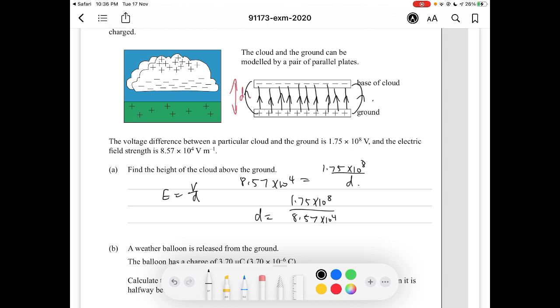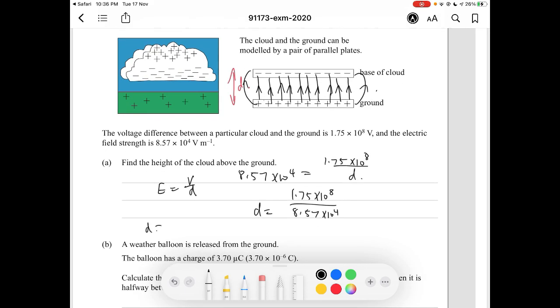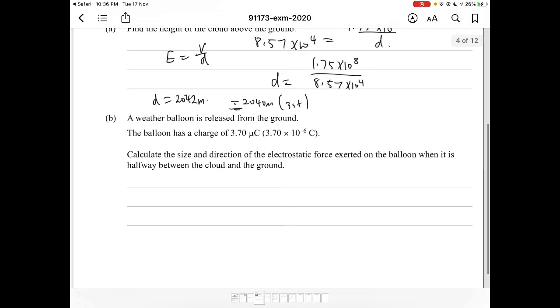Alright, so that's a pretty nice number. So we should have D equals 2042 meters. Okay, that seems a reasonable answer. So D is 2042 meters. You can round this one down to 2040 meters. It doesn't really matter. In Level 2, they don't really test your rounding, but you can round it if you want.